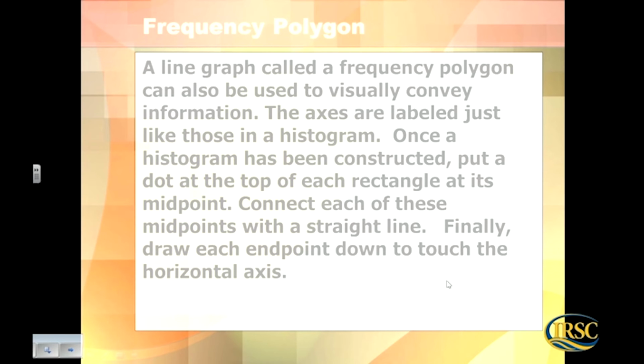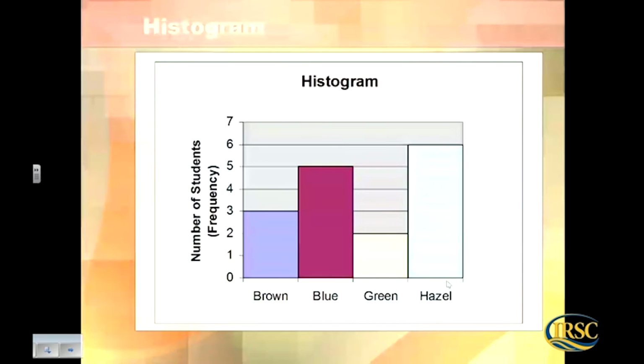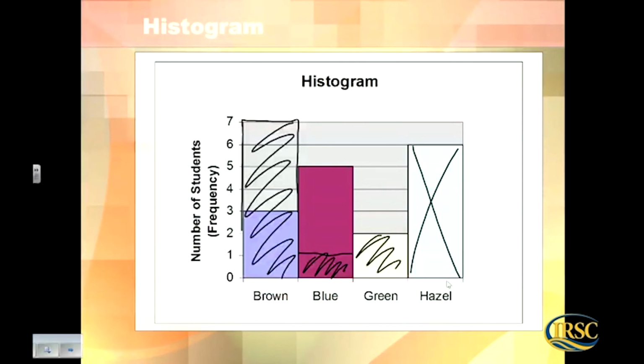Now, one of the ways that you can make a line graph is if you first make your histogram, then put a point at the midpoint of the top of each rectangle, and then connect each of these midpoints with a straight line. And then finally, draw each endpoint down to touch the horizontal axis. Let me go back to that last histogram and illustrate what I'm talking about here in this slide. Okay, so if I go back, let me clear this writing.